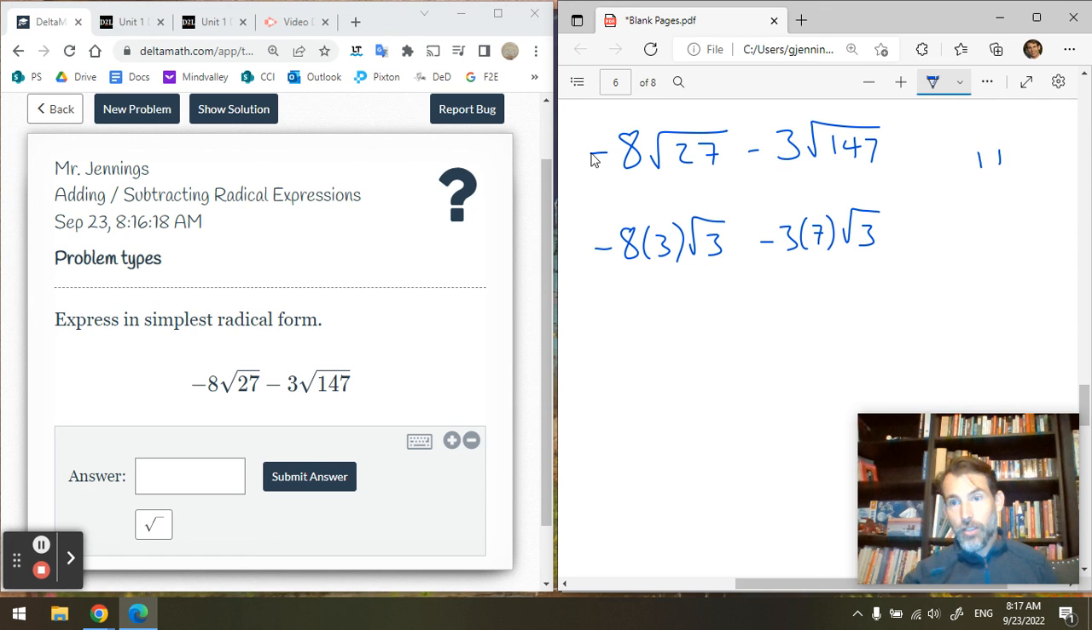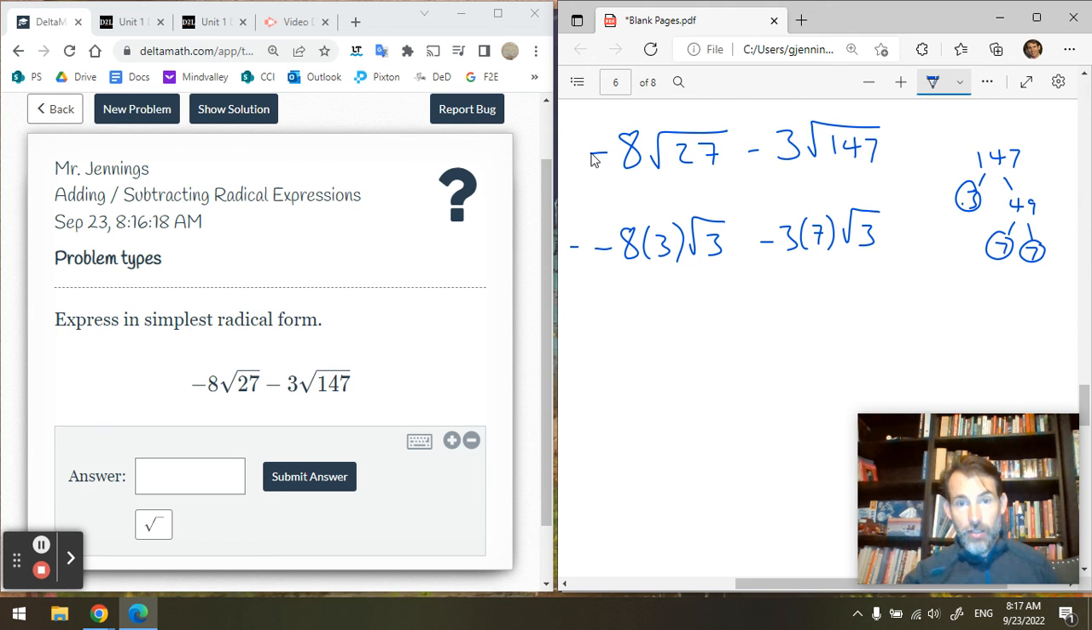Okay? 147. Oh, it's not divisible by 2. Oh, it's divisible by 3. 1 plus 4 is 5. 5 plus 7 is 12. So let's divide 3 out. We get 49. 49 is 7 and 7. There, we found the square. That's what came out. This is what was left inside the radical. Okay, that's how you do that.